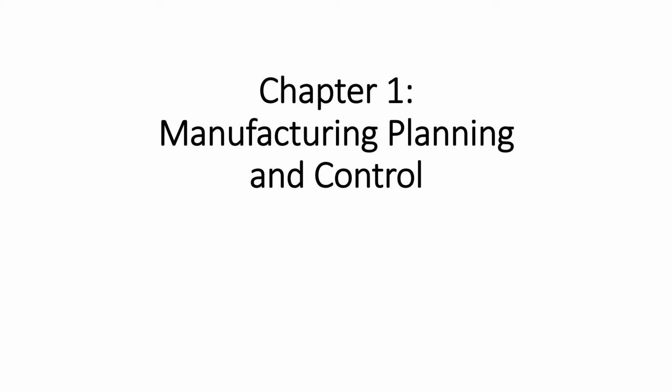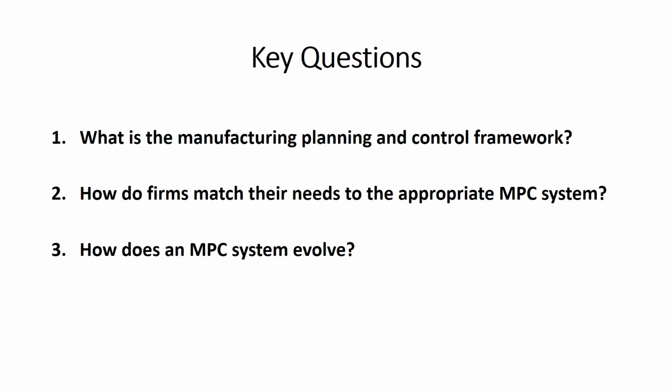Chapter 1 provides the introduction to the architecture of the manufacturing planning and control (MPC) systems. There are three key questions that this chapter answers. First, what is the manufacturing planning and control framework? Second, how do firms match their needs to the appropriate MPC system? And third, how does an MPC system evolve?